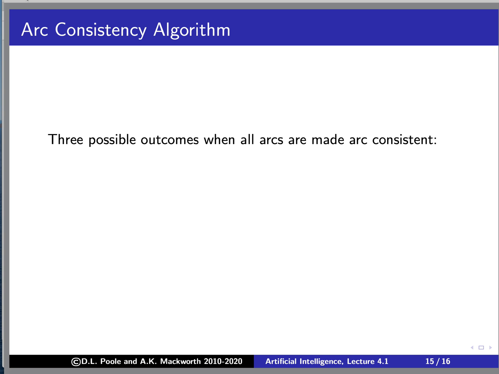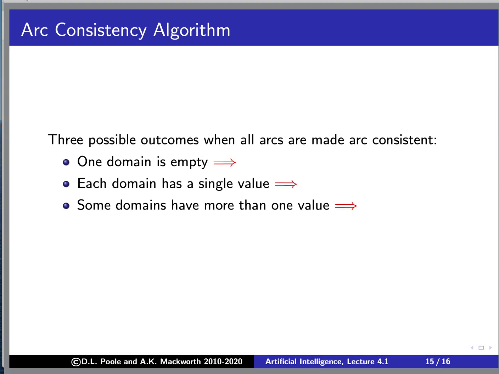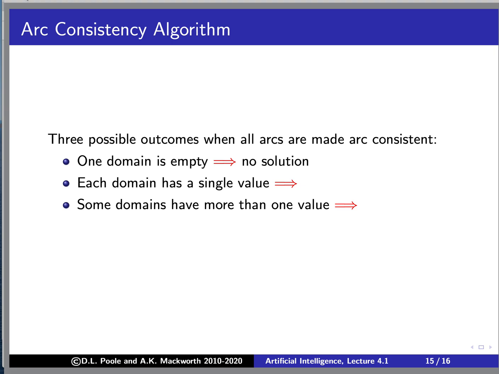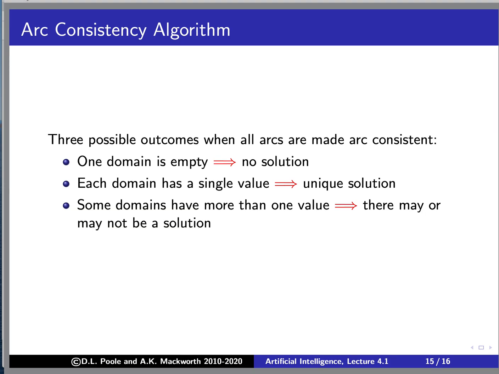There are three possible outcomes when all arcs are made arc consistent. Either one domain is empty, or each domain has a single value, or some domains have more than one value. If one domain is empty, there are no solutions to this constraint satisfaction problem. If each domain has a single value, there is a unique solution. If some domains have more than one value, there may or may not be a solution. So this isn't really solving the problem in general all the time. All it's doing is simplifying the problem so that it can be solved more easily.